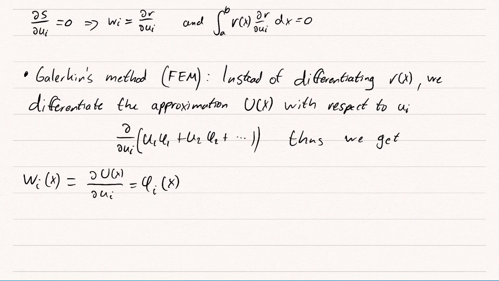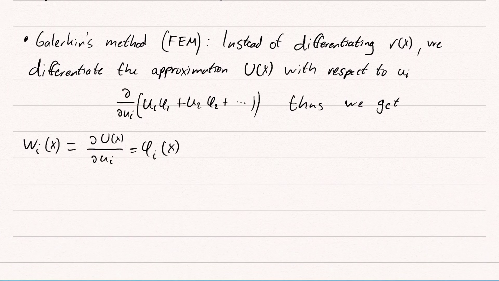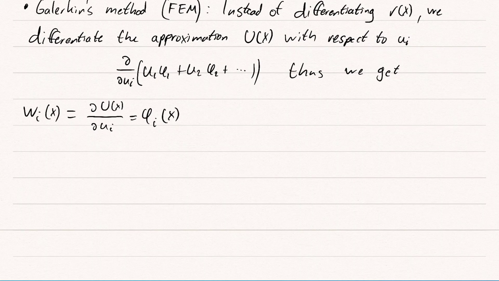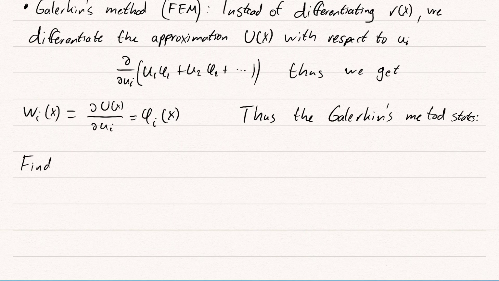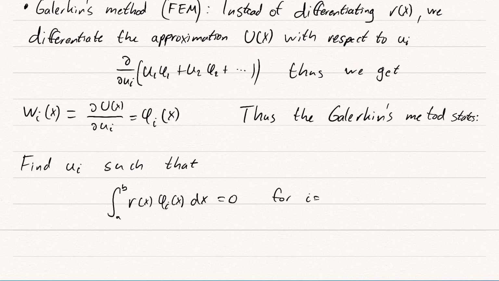Okay, finally we can state what the Galerkin method is. Thus Galerkin's method states: find u_i such that the integral from a to b of r of x times phi_i of x dx is equal to 0 for i equal to 1, 2, and so on until n.